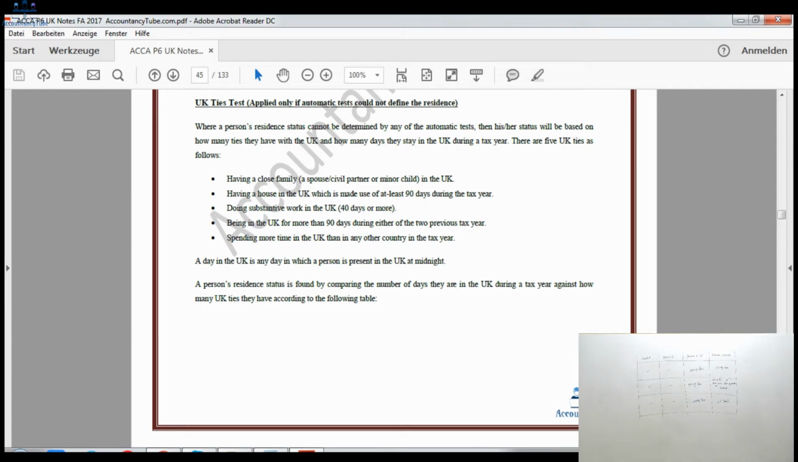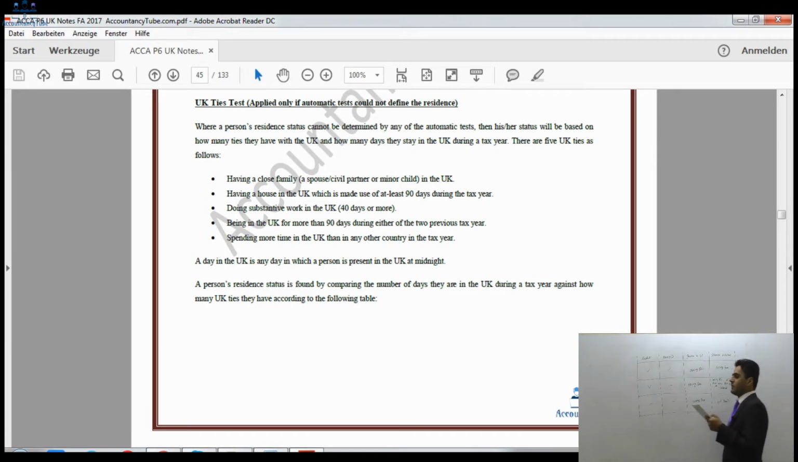Now what are those connections? There are 5 connections. The list is given below. Now what are these connections? Having a close family member, a spouse, civil partner or a minor child in the UK. So if you have any close family member in the UK, then that is one tie, that is one connection. Having a house in the UK which is made use of at least 90 days during the year. Now the house must be available for 90 days and you have used that house whatever days. So if the house is available for you, then that is another tie.